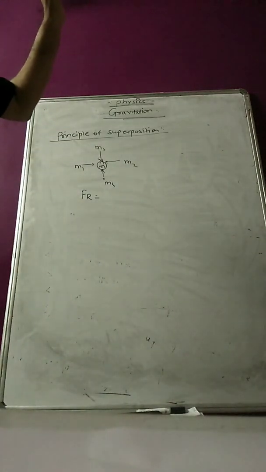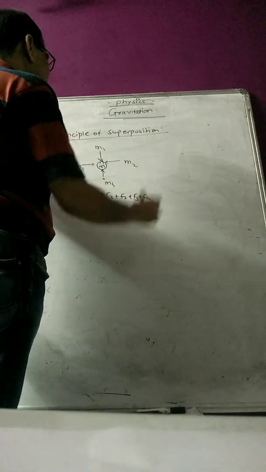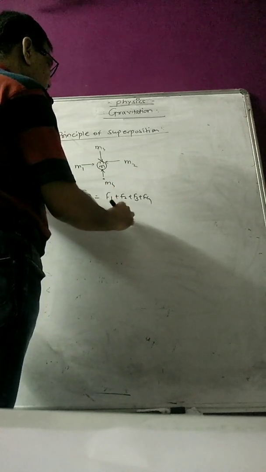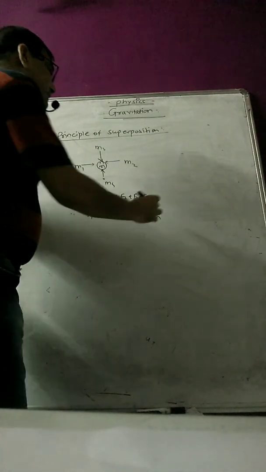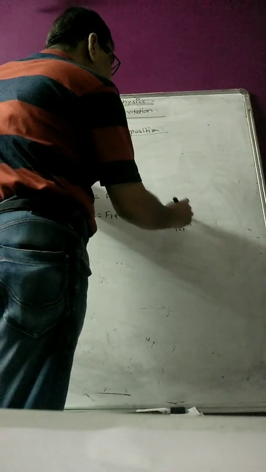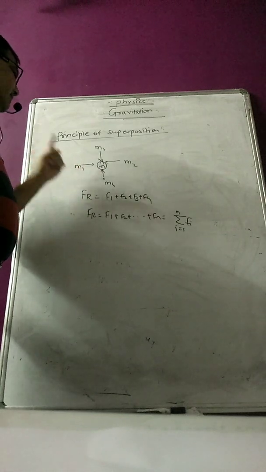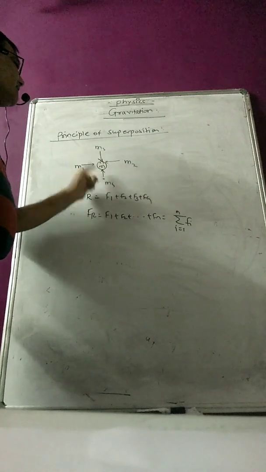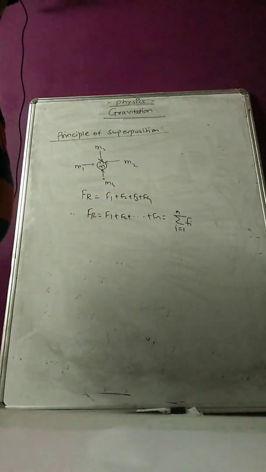That will be Fr, which can be written as F1 plus F2 plus F3 plus F4. If there are n forces, the resultant force is F1 plus F2 plus and so on up to Fn. These n forces are acting on the particle, so I can say summation of Fi, where i varies from 1 to n. That is called the principle of superposition. To calculate the resultant force, calculate the force exerted by the first particle on mass m as if the other masses are not there, then the second, third and fourth, and sum all these forces.